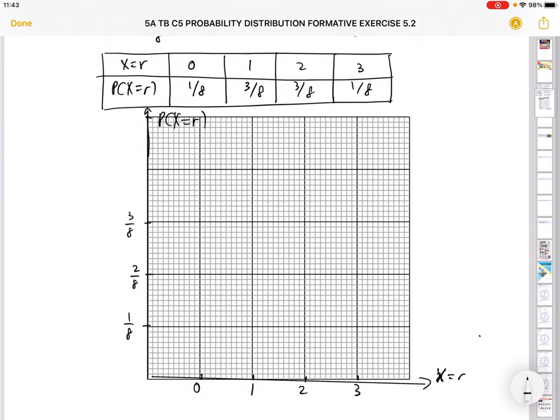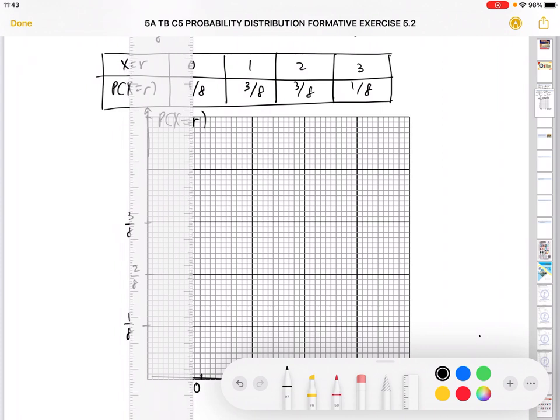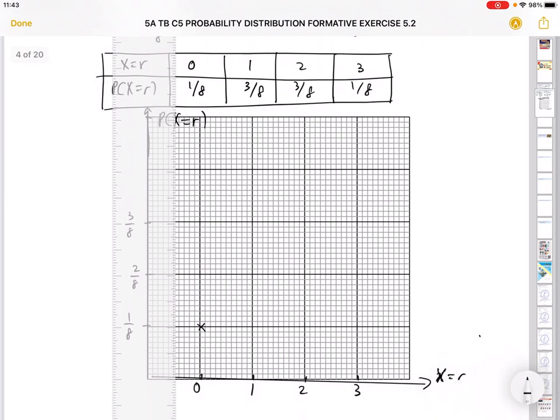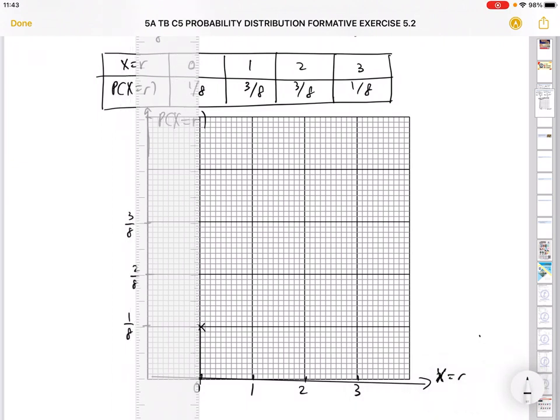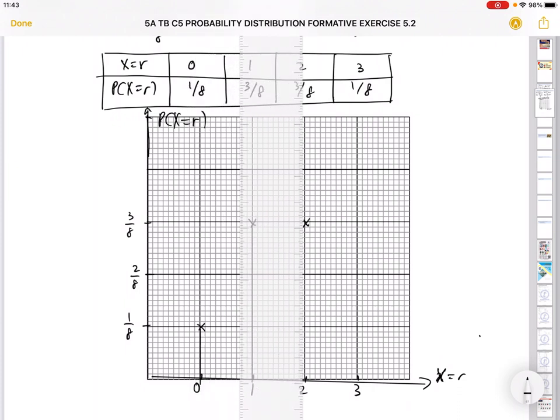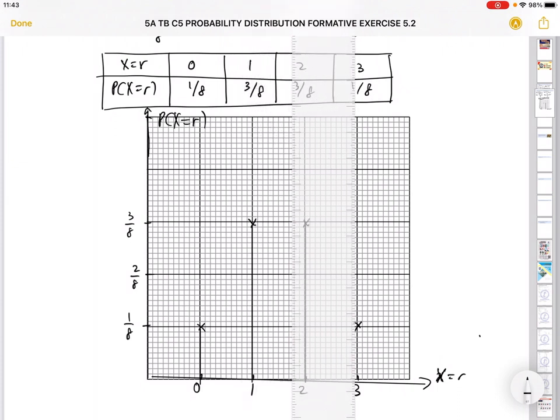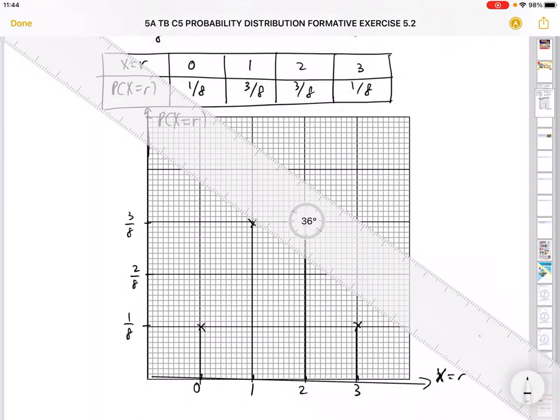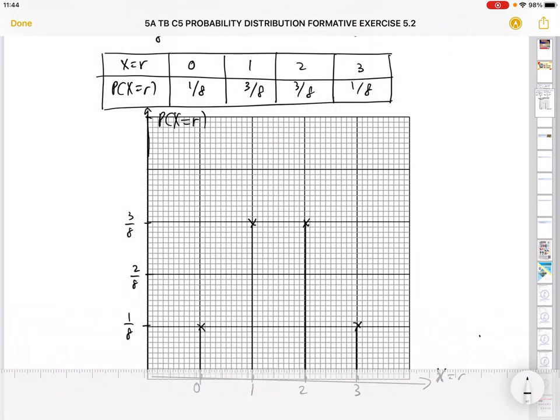Quite a small graph. So the first one is 0. For x equals to 0, it would be at 1 over 8. So you put a cross here, put a line. Okay, x equals to 1 is 3 over 8. This line here, then another 3 over 8, a line here, and lastly 1 over 8. It's symmetrical, you can see, because the probability itself is 1 over 2, 1 over 2, and then your n is small, so you get a symmetrical graph. Okay, so that's it for number 2.